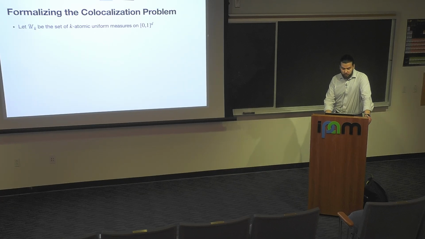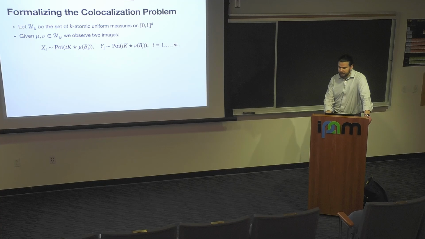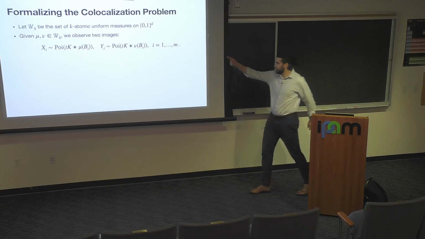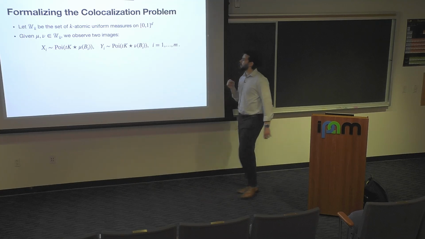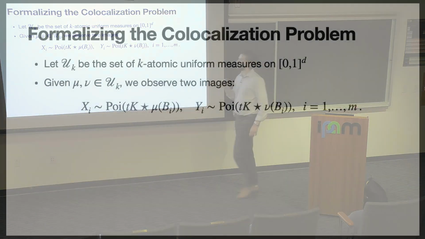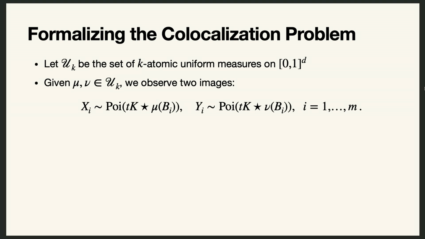Okay, so now let's come back to the colocalization problem and let's try to formalize it a little bit. The setting is going to be the following. I'm going to use script U_K to denote the set of k-atomic uniform measures throughout the talk. And given two underlying signals, mu and nu, these are like the green proteins and the purple proteins, if you will, in script U_K, I assume that I'm given access to two images, which are modeled as two realizations of this Poisson point process, one with signal mu and one with signal nu.